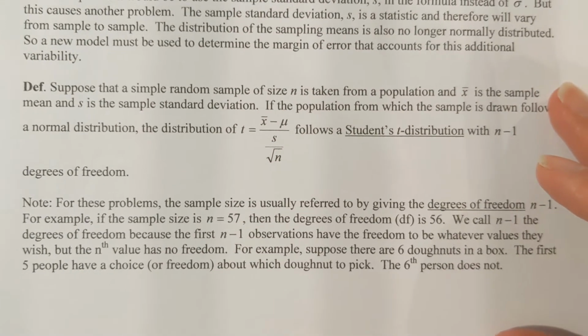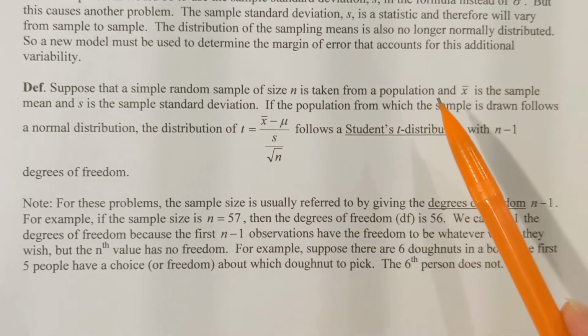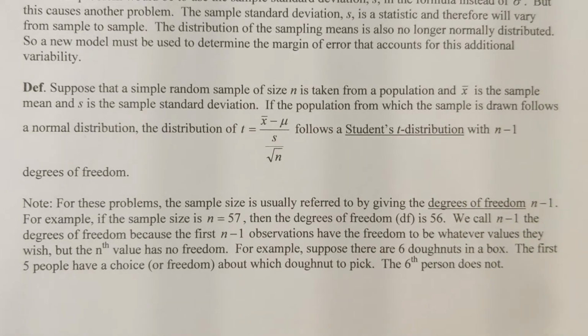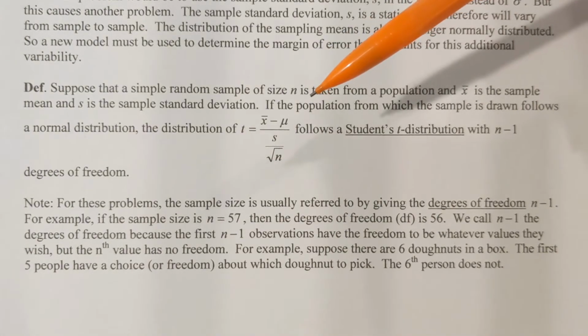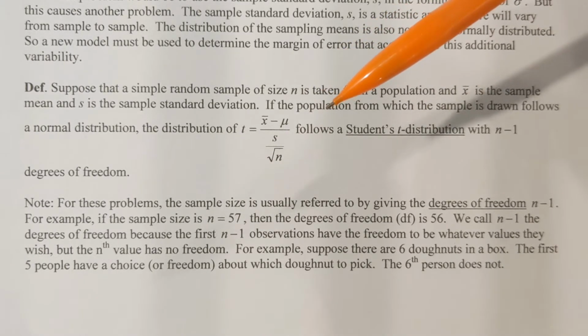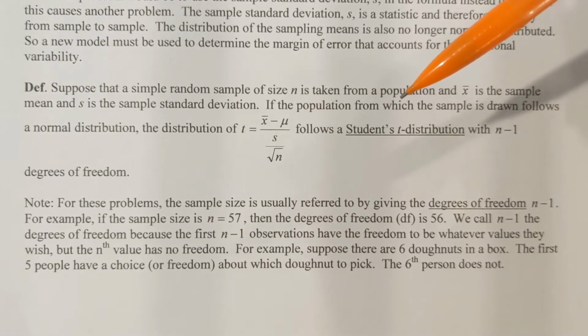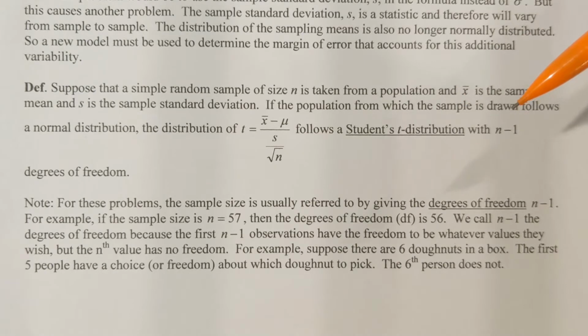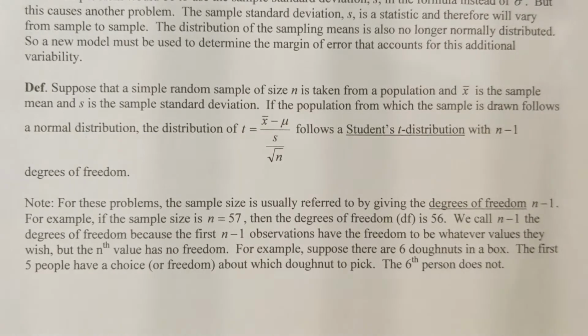Definition. Suppose that a simple random sample of size n is taken from a population and x bar is the sample mean and s is the sample standard deviation. If the population from which the sample is drawn follows a normal distribution, then the distribution of t, and how we calculate t is we take x bar minus mu divided by s over root n, follows what's called the student's t distribution with n minus 1 degrees of freedom. Okay, there's a note there. For these problems, the sample size is usually referred to by giving the degrees of freedom, n minus 1.